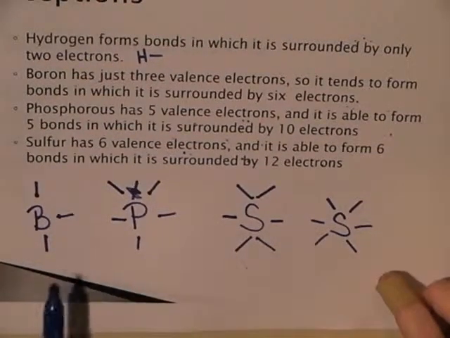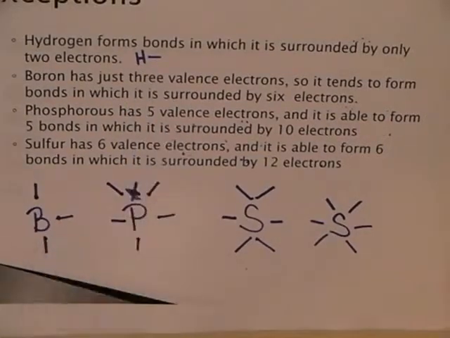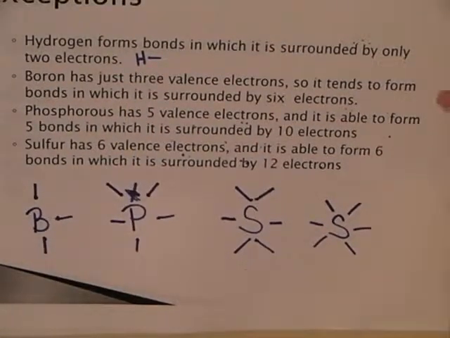But that's what sulfur can do. This is what phosphorus can do. Boron doesn't meet the octet rule, and then you all know hydrogen can only form 1 bond. Okay, so those are the exceptions.